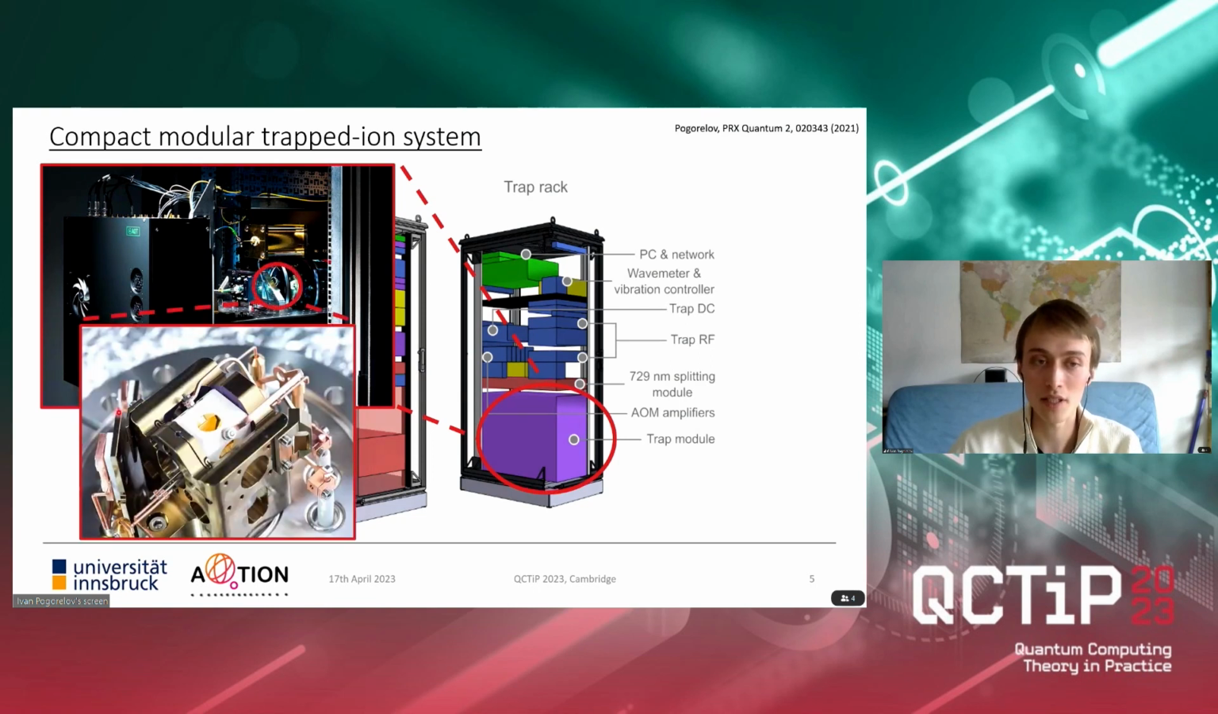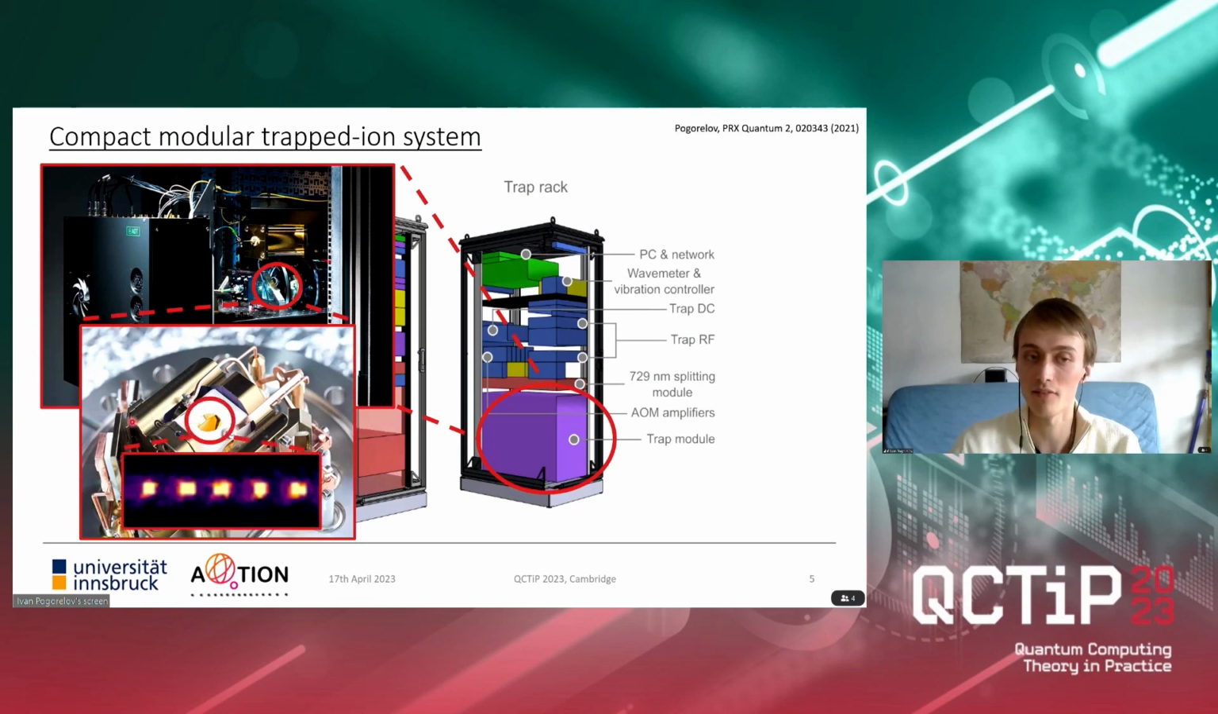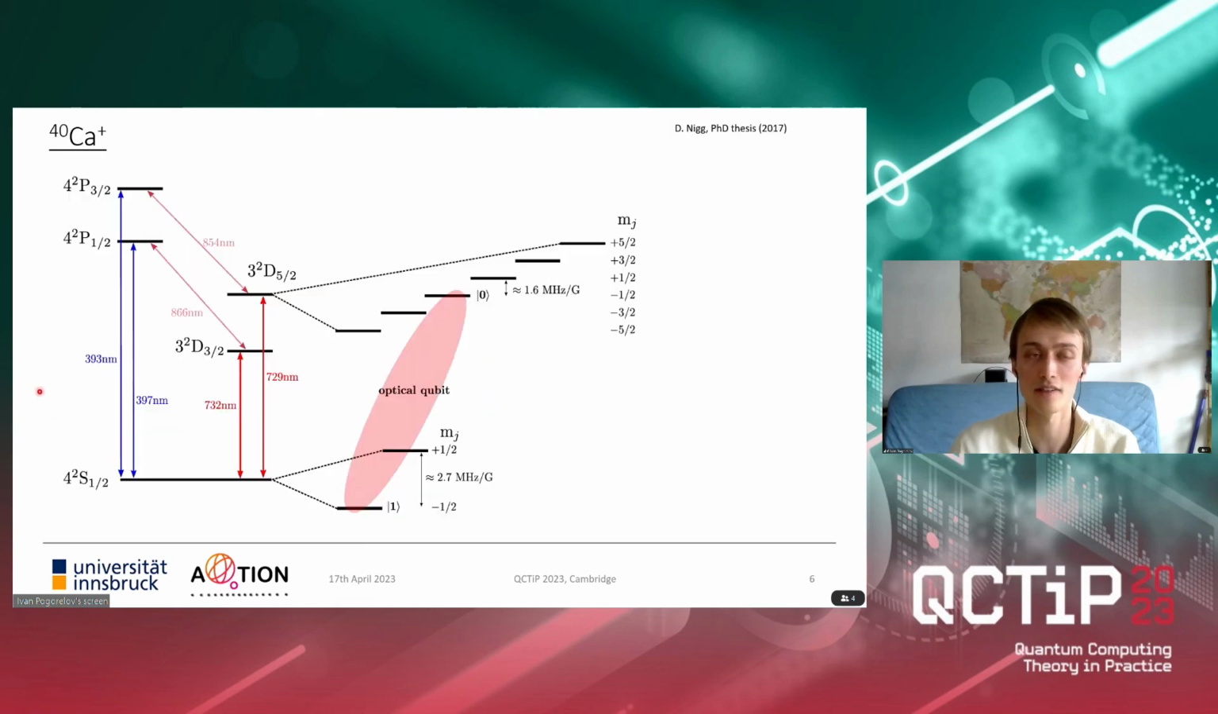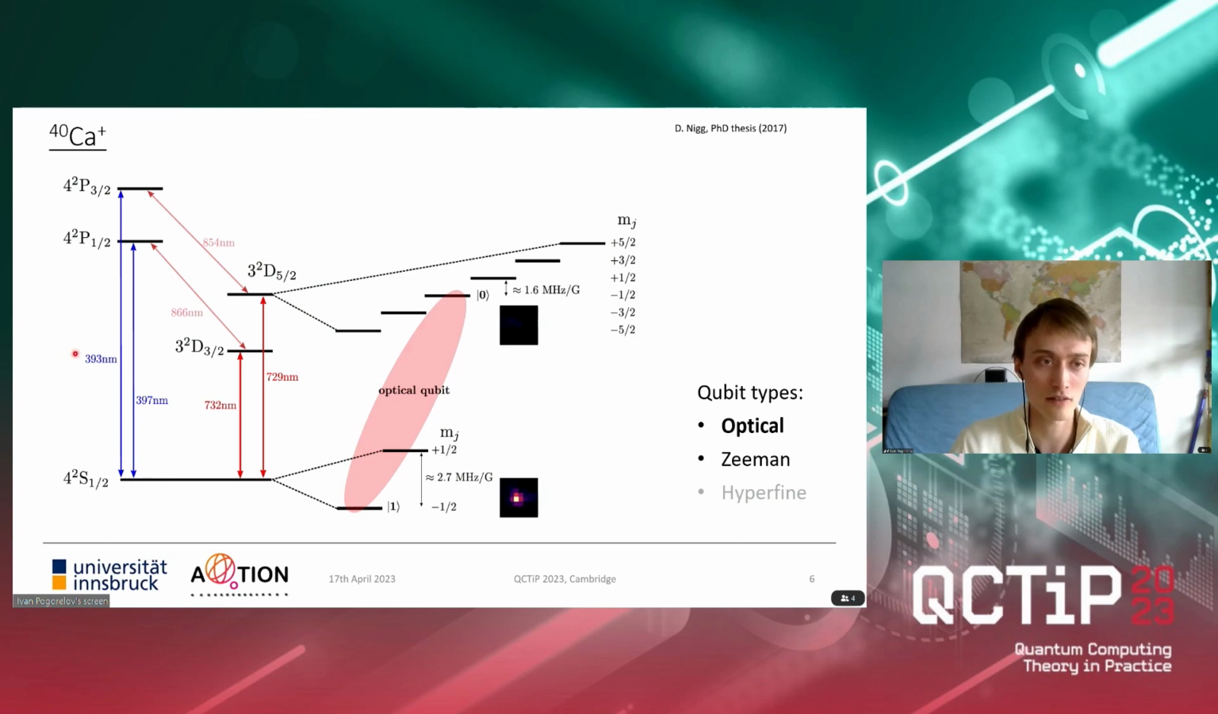It's on the order of centimeters large, and all the action is happening inside the trap where we actually have our ions. We're working with calcium-40 ions. You can see the electronic level structure in the picture, and our qubit is encoded in the D5/2 and S1/2 states. So that's an optical transition at 729 nanometers. That's why the qubit type is called optical, and we use a narrow-band 729 nanometer laser to manipulate this qubit. For detection, we use the 397 transition from S1/2 to P1/2.